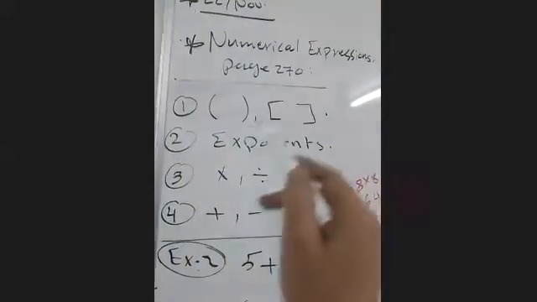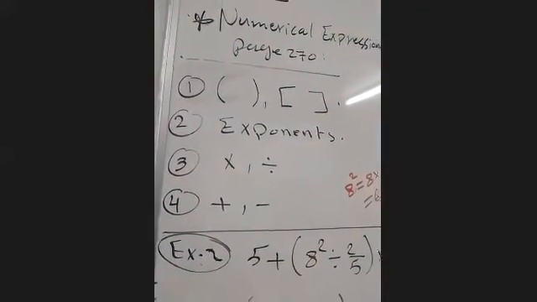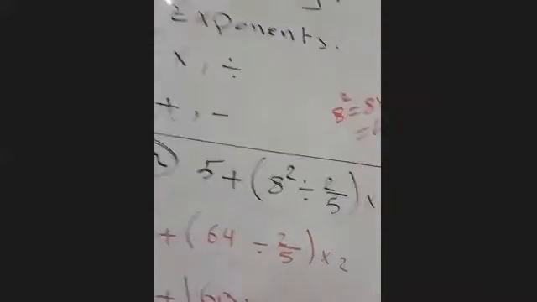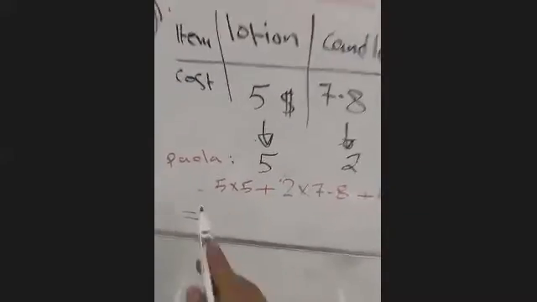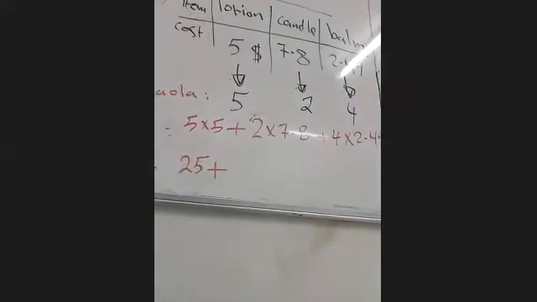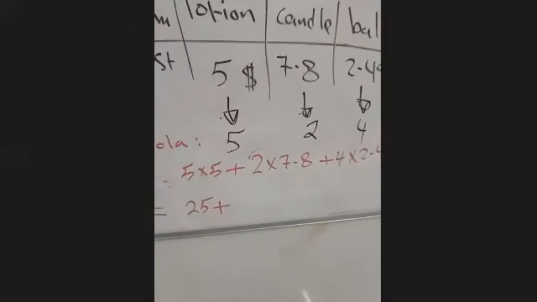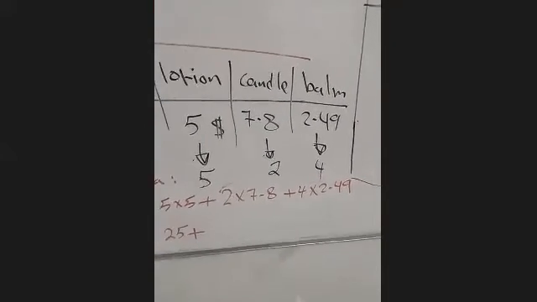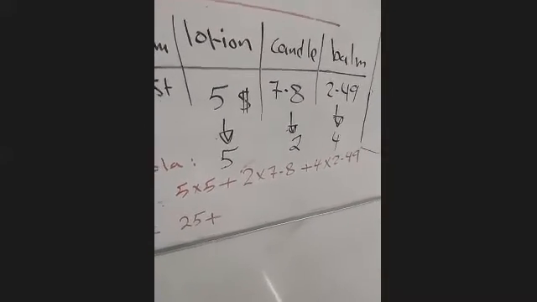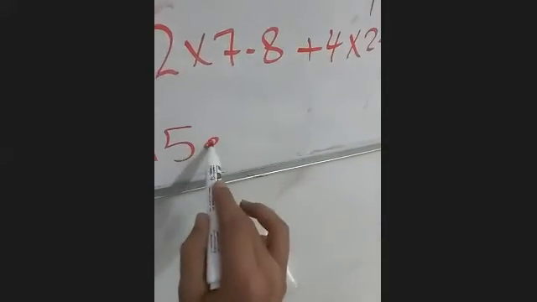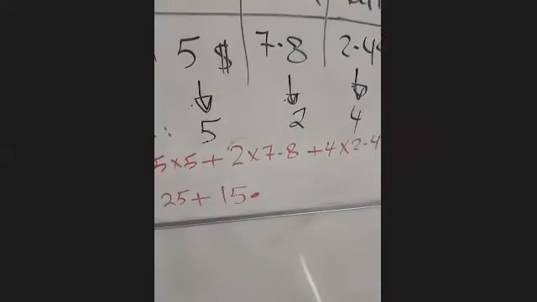I think we will start off with multiplication. So we will multiply here, here, and here, and at the end we will add them. Now, 5 by 5 is 25. Plus 2 multiply 7.8. How much? 2 multiply 7.8. You are not focusing with me. I keep repeating. Yes, 2 by 7.8. There is no sorry now. You are not focusing with me.